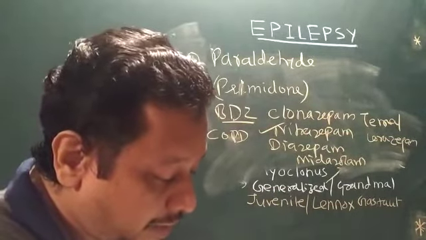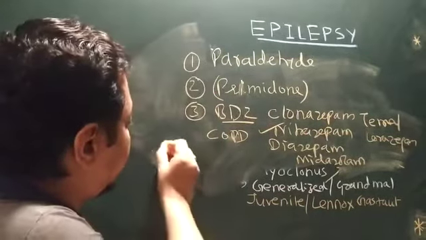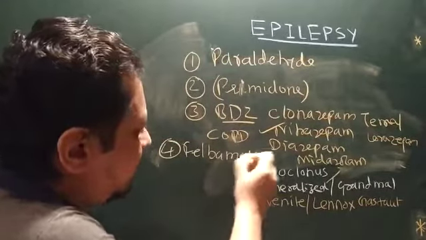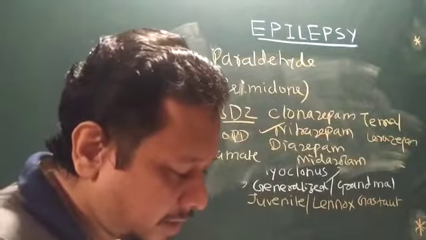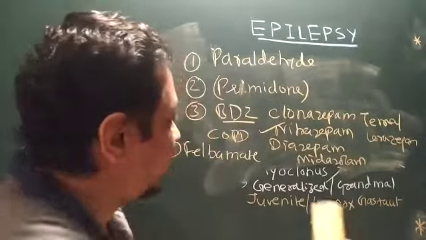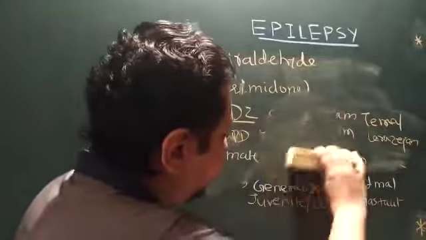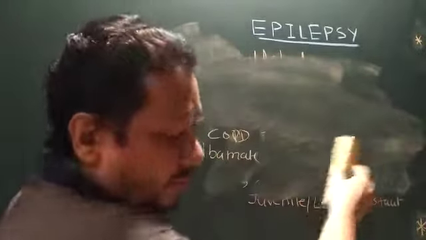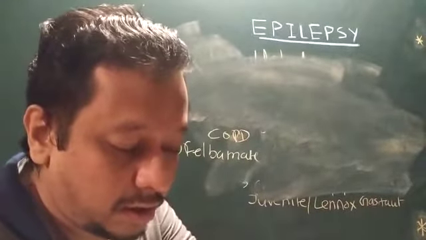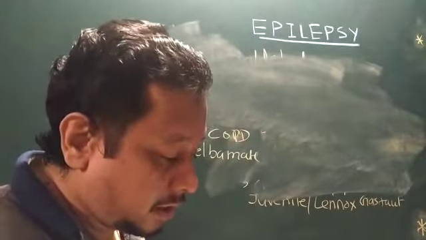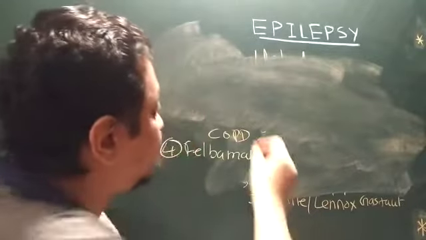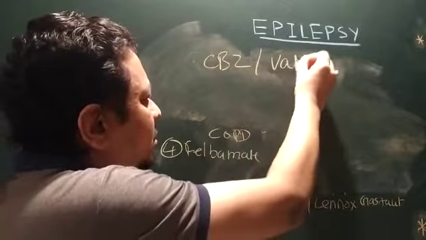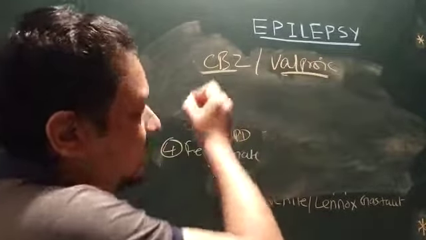Now after that you have felbamate, the fourth drug. Felbamate has a side effect of aplastic anemia. It's a life-threatening side effect. That's why it is not used so far. But after that you have the next group of drugs which are also used in a large way. Examples are carbamazepine and valproic acid.